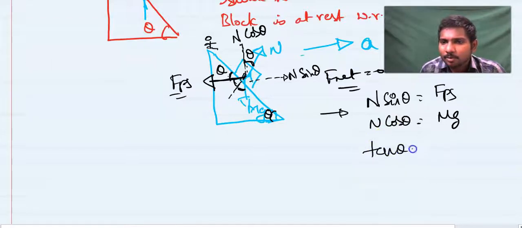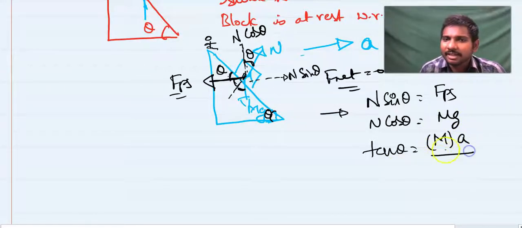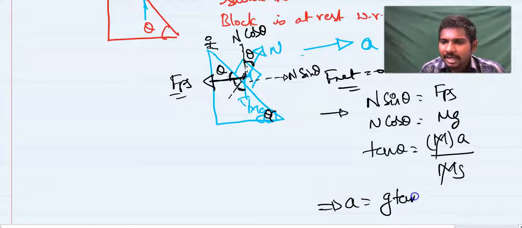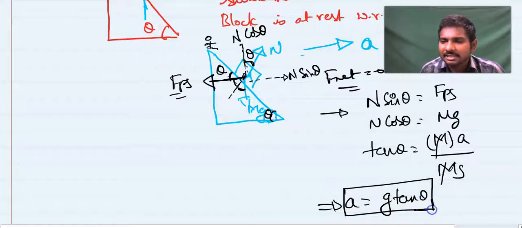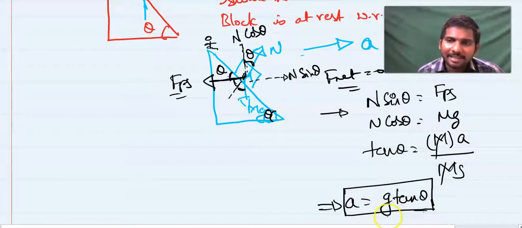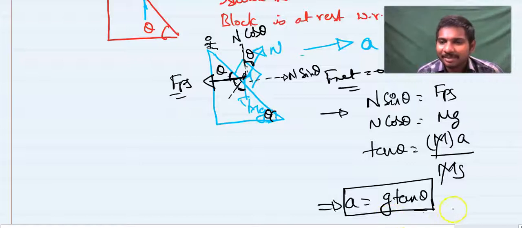Tan theta is equal to F_ps by mg. What is pseudo force? Mass of the block into acceleration of the frame of reference, that is a here, divided by mg. Cancel. That implies a is equal to g tan theta. If the inclined plane is going with an acceleration a equal to g tan theta, then the block will be at rest with respect to the inclined plane.